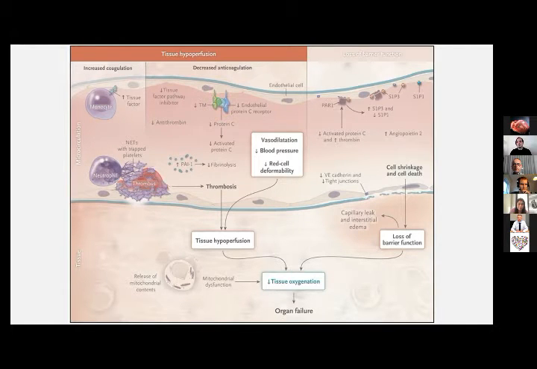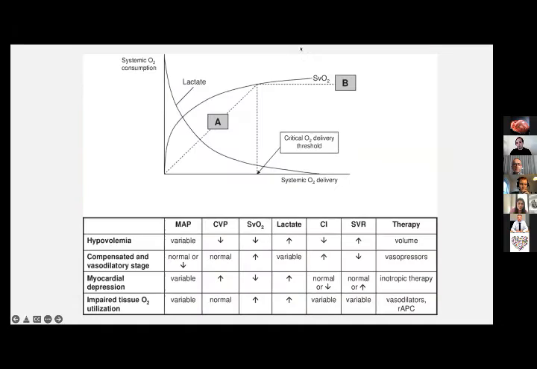which manifests as more work of breathing, secondary to reduced tissue oxygenation from mitochondrial dysfunction. If you look at this curve right here, patients with septic shock primarily go through four stages. Initially, there is hypovolemia. Then they go into a compensated vasodilatory stage, which eventually progresses into myocardial depression and then impaired oxygen utilization.